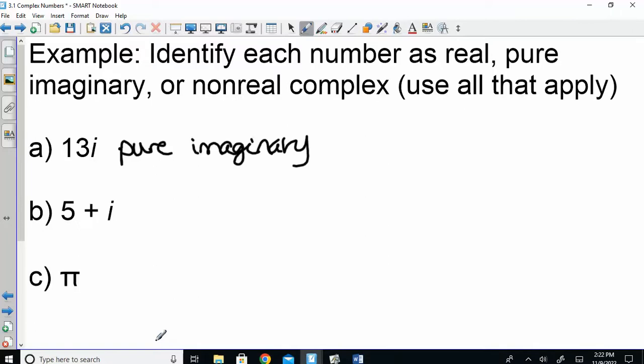When I look at 5 plus i, non-real complex. Right, it has a real part, it has an imaginary part, so non-real complex. And pi. I want to say real. Yep, it doesn't have an i in it, it's just a real number.